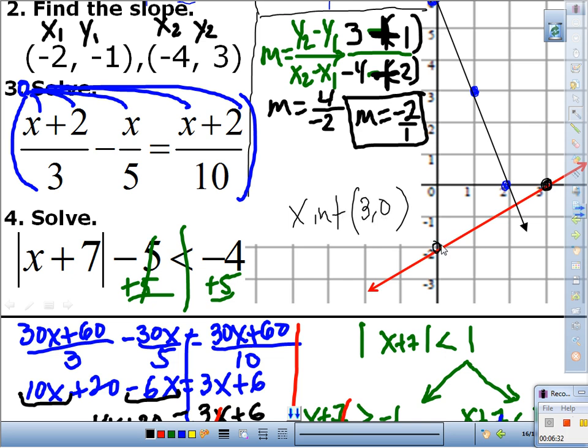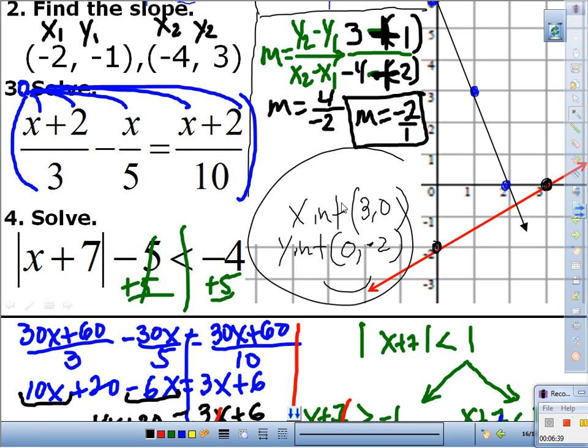The y-intercept, it crosses right here. So what is my y-intercept? (0, negative 2). Hands if you got that. All right, hands if you got all 5 of them. 4. Okay, not bad.